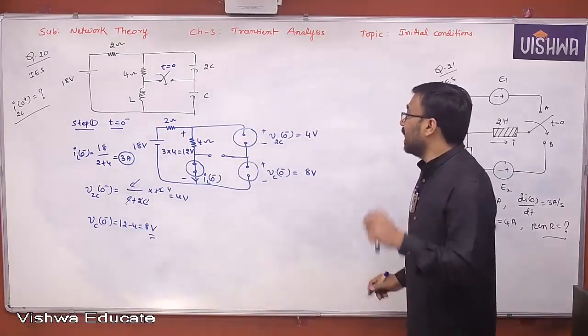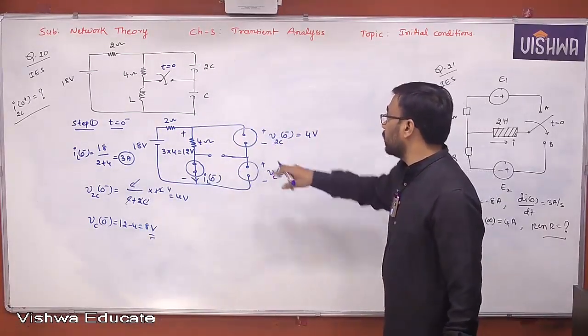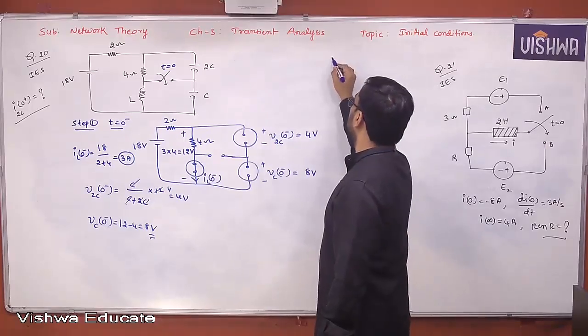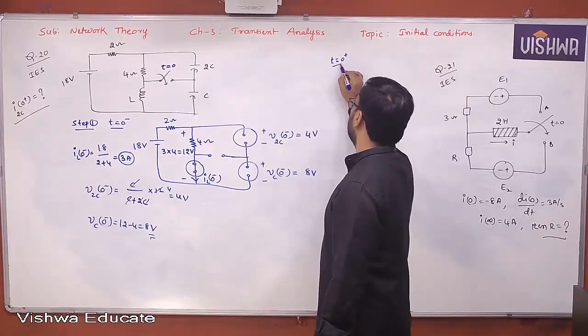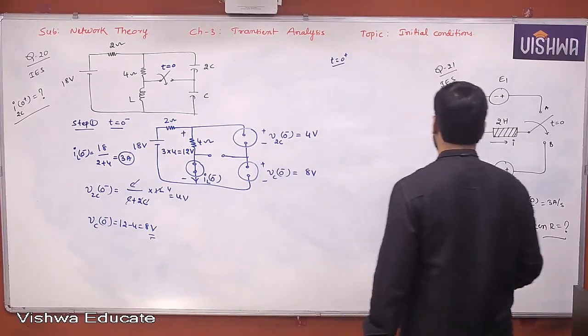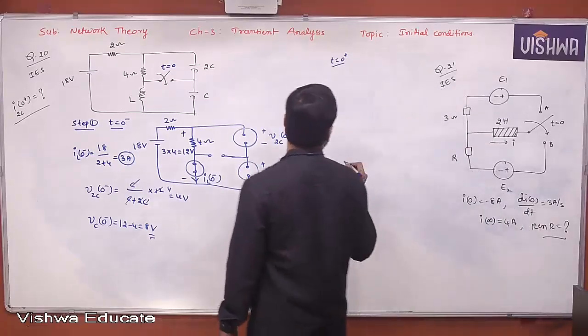Now what is he asking? He is asking what is the current flowing through this. For that you require t equal to 0 plus equivalent. t equal to 0 plus equivalent. How do you construct that equivalent? Let us look at this.